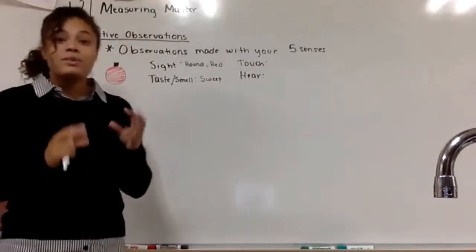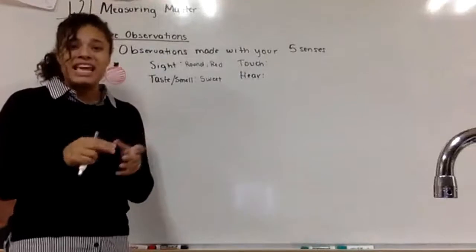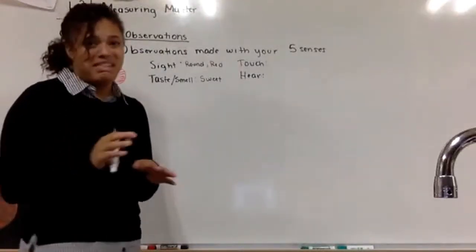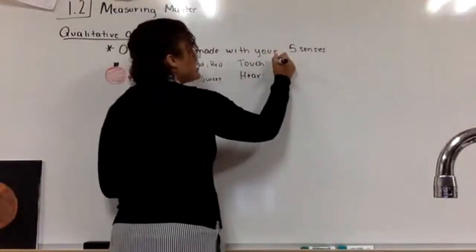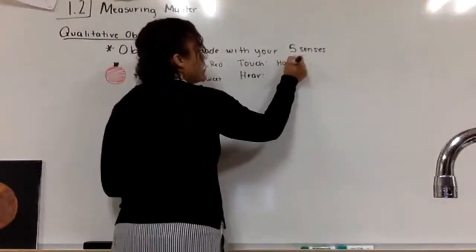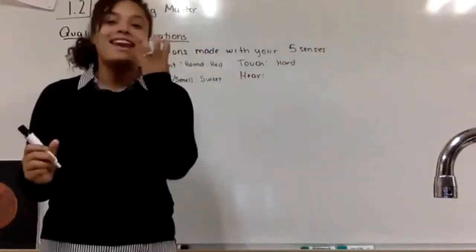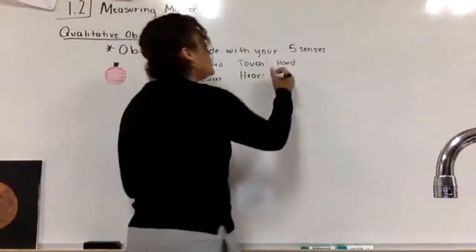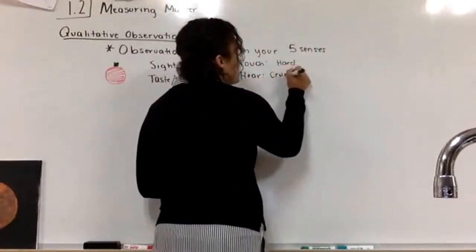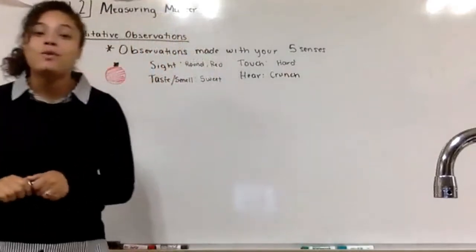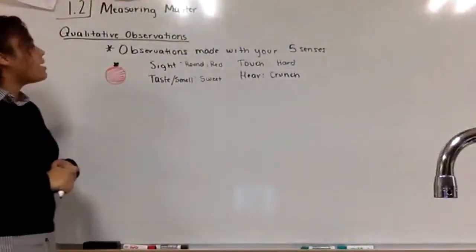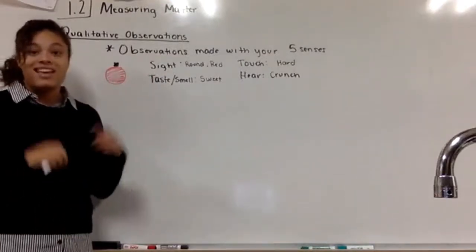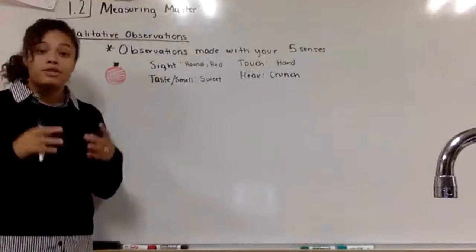For a touch, we know that apples are hard, they're sturdy. If your apple is soft, please throw it away. That means it's bad, and I don't want you eating that kind of stuff. So for touch, we're going to say it's a hard apple. And for hearing, we're going to take a nice big bite of that apple, and we hear a crunch sound. So for hearing, I hear a crunch when I bite down into my apple. So again, observations are made with your 5 senses when we're talking about qualitative observations. They're qualities, they're descriptor words.